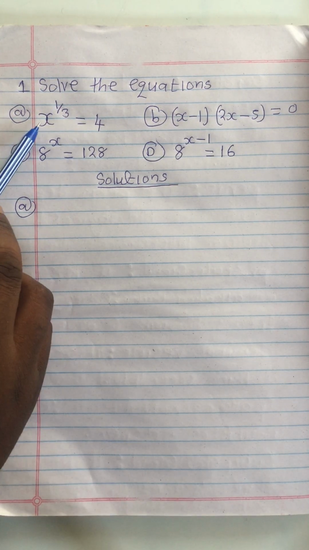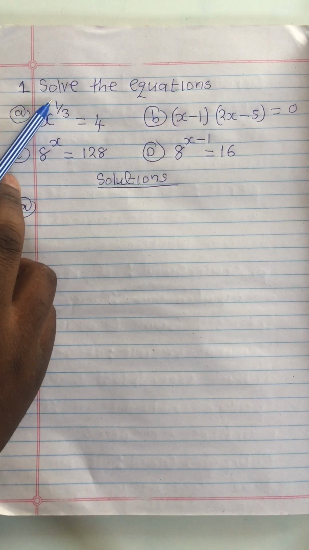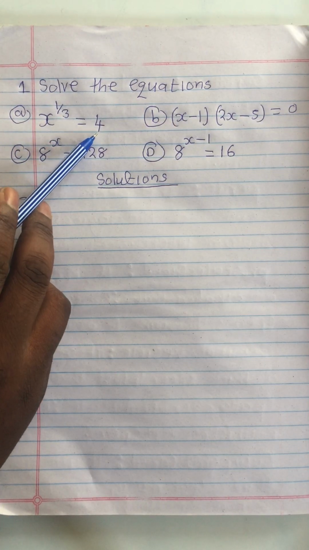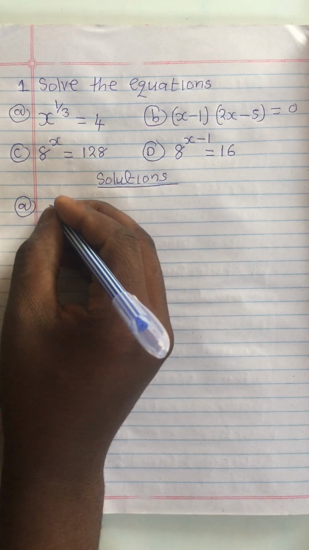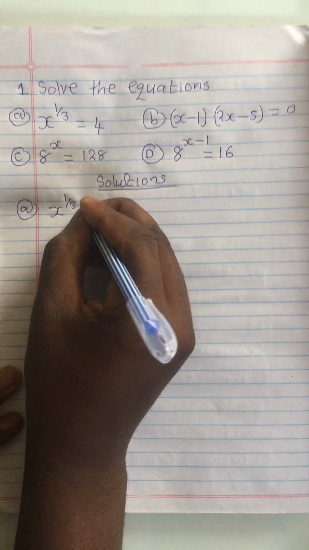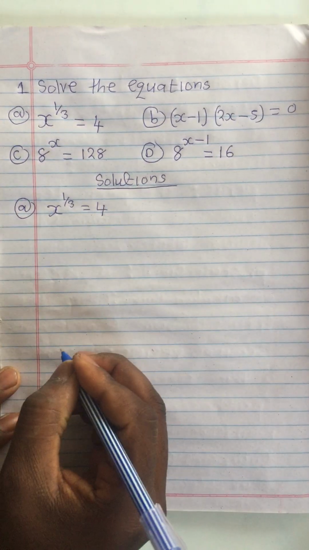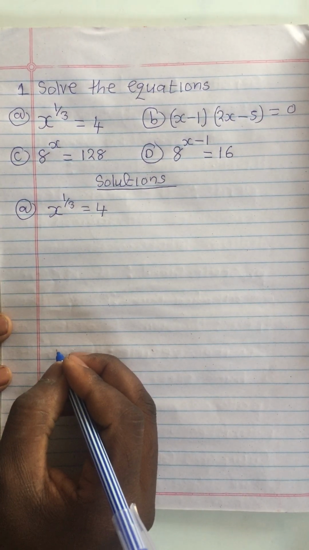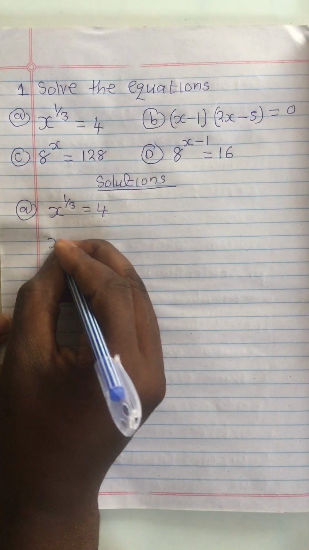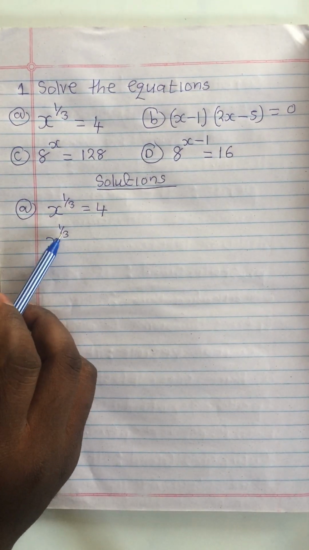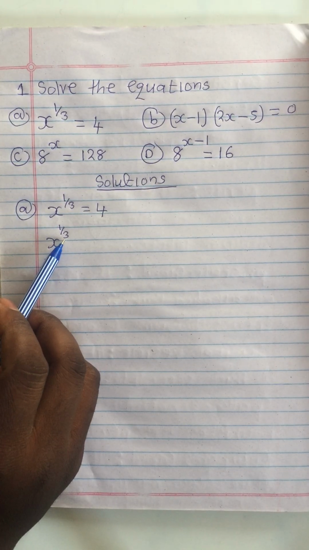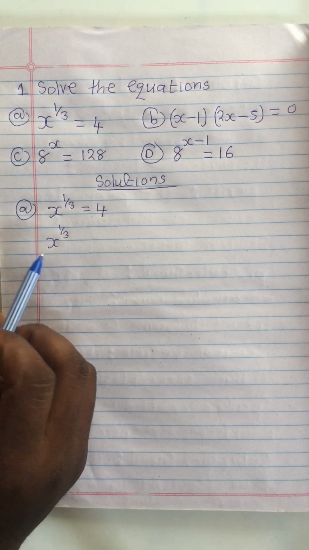So number one, it is saying x to the power 1 over 3 equal to 4. And the question says solve the equation. So what do you do? You copy the equation, which is x to the power 1 over 3 equal to 4. So you say x to the power 1 over 3. What is the opposite of 1 over 3? The opposite of 1 over 3 is just 3.